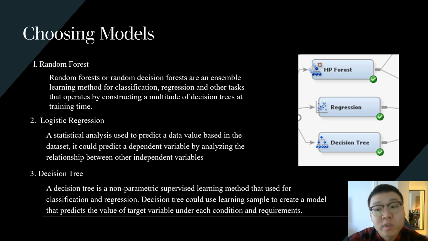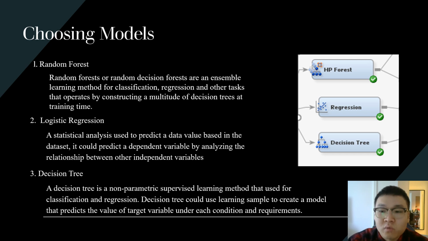Now it comes to choosing models. We have to choose 3 models to compare in our model predictions, and at the end we will choose the best model to implement in the future. The first one is random forest. Random forests, or random decision forests, are an ensemble learning method for classification, regression, and other tasks that operates by constructing a multitude of decision trees at training time.